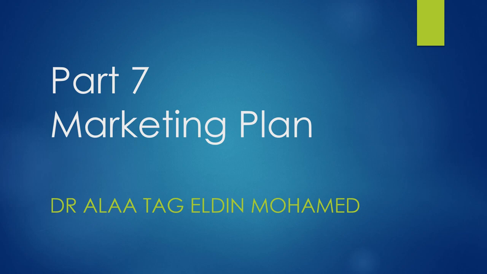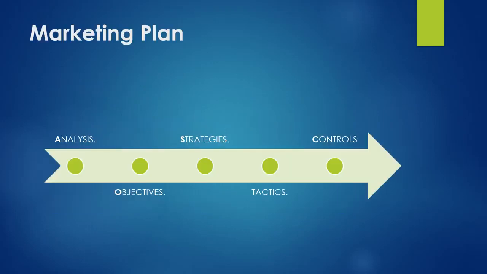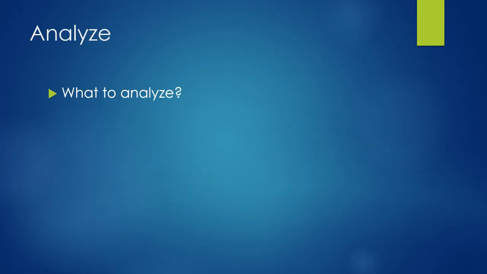Dear students, in this lecture we will discuss marketing plan. We will follow the process of marketing plan, which includes first, analysis of the internal and external environment, set objectives, design strategies, tactics, and then controls. The first step is to analyze. But what to analyze?